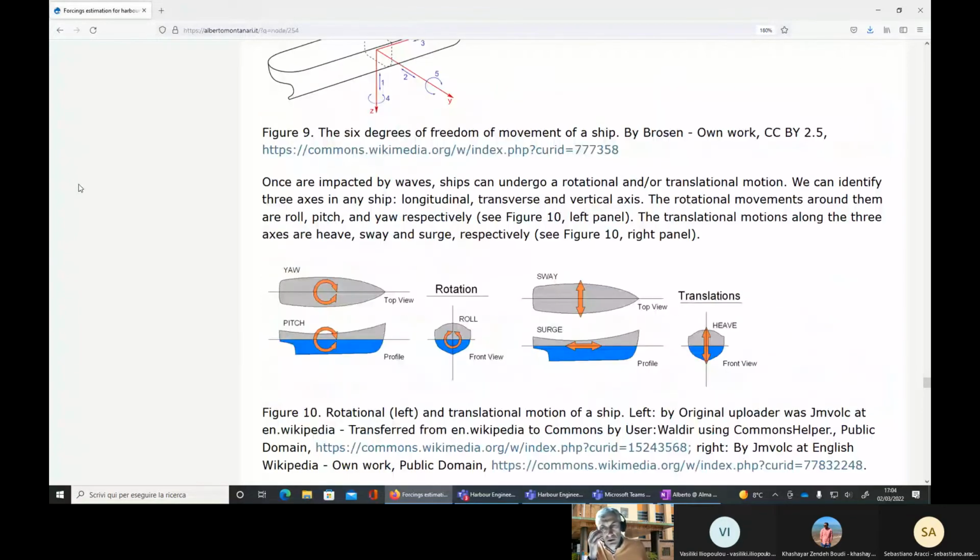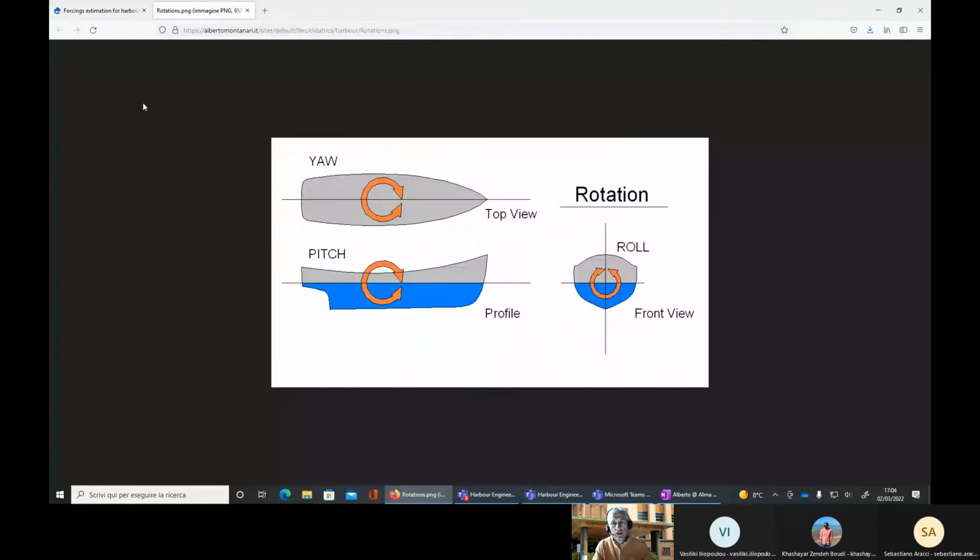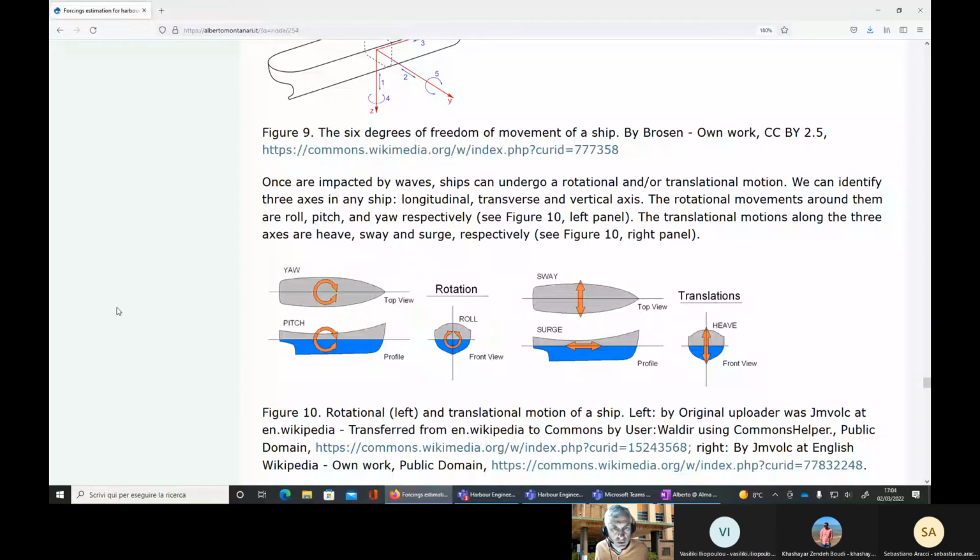Let's talk about some terms. I think this figure is very nice. So the 3 rotations, how are they called? The rotation around the vertical axis is called yaw. The rotation around the transversal axis is called pitch. The rotation around the longitudinal axis is called roll. So we have these 3 possible rotations.